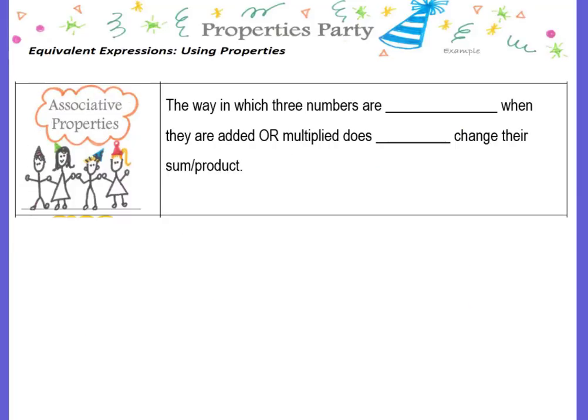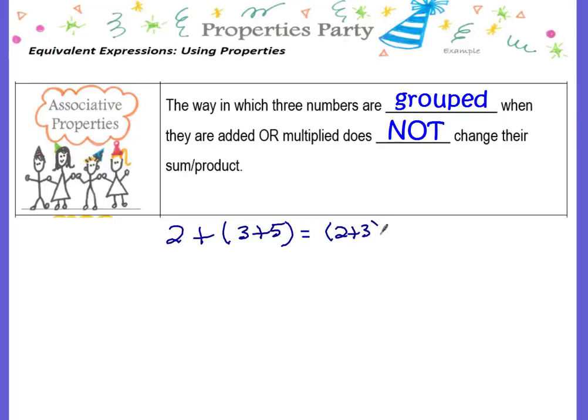Our second property is called the associative property. And this states that the way in which 3 numbers are grouped when they are added or when they are multiplied does not change their sum or their product. So for example, if I have 2 plus the group of 3 plus 5, I can rewrite this and change my group and group together my 2 plus 3 and then add the 5, and I will get the same answer.